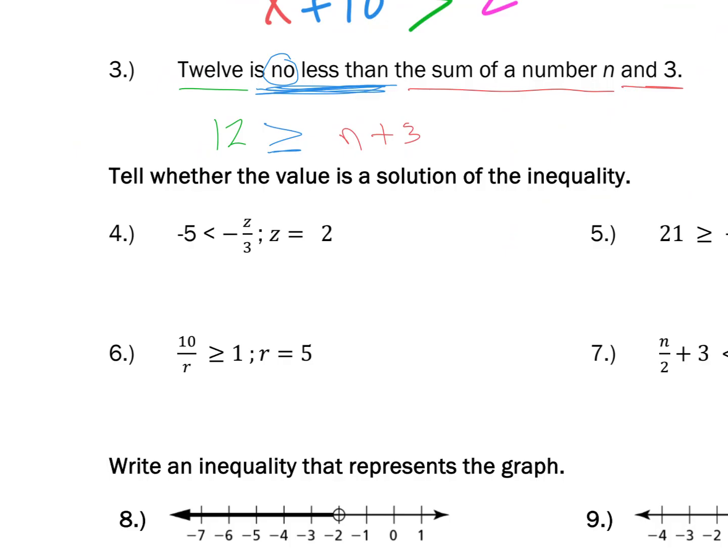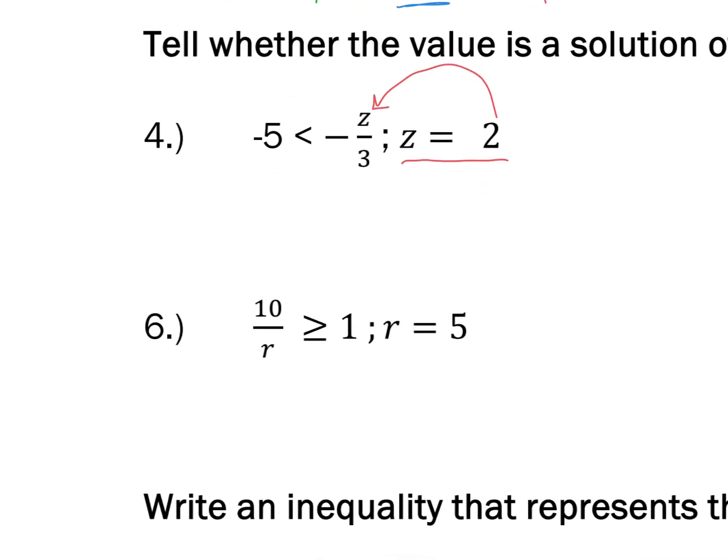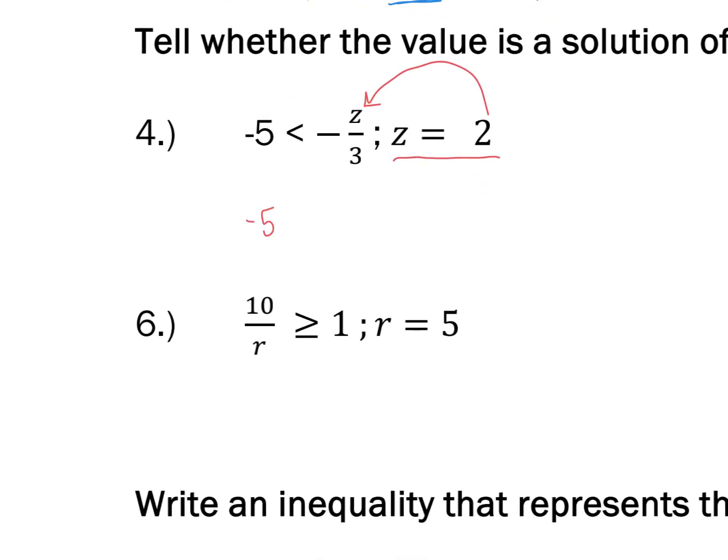So what we're going to do is we're going to take z and we're going to plug it in wherever we see a z. So here's what it's going to look like. We get negative 5 is less than negative, and I'm going to leave it as a blank over 3 because this is where we put our 2. So immediately we're just asking the question, is negative 5 smaller or less than negative 2/3? And it absolutely is. Yes, that is less than.